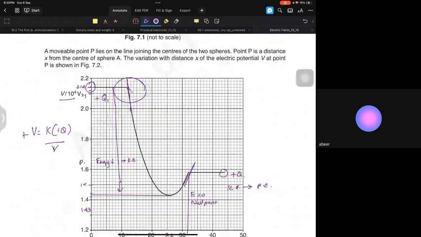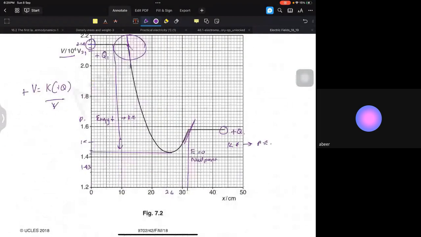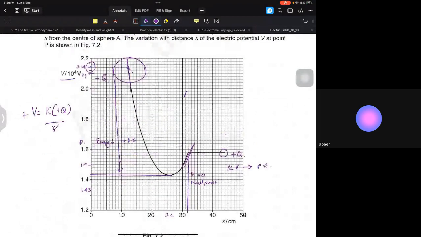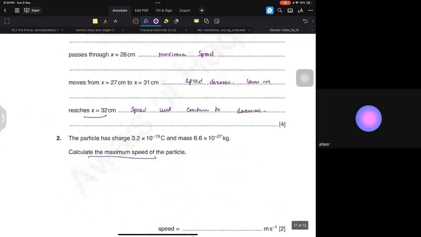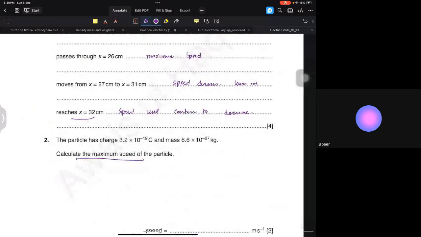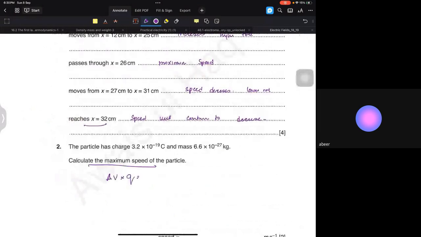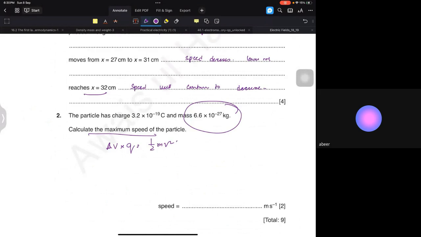And then you can include the 10 raised to 4 as well. So the change in potential is going to be 2.14 times 10 raised to 4 minus 1.43 times 10 raised to 4. That will give you the change in potential. And then all you need to do is multiply the change in potential times the charge, and set that equal to half mv squared. You have the mass given, so you can find the speed. Let me state it.